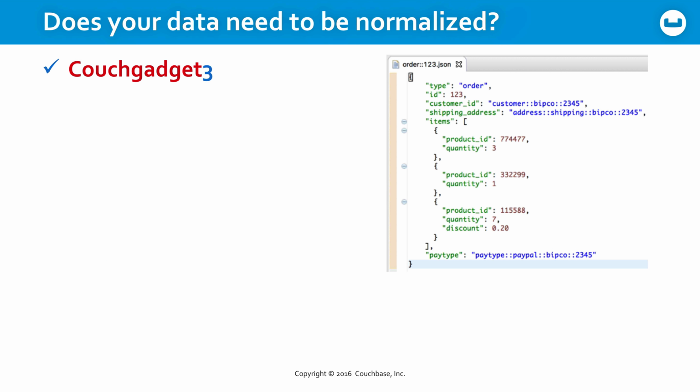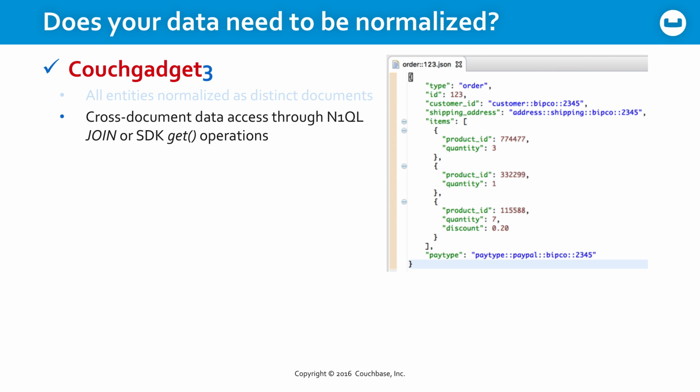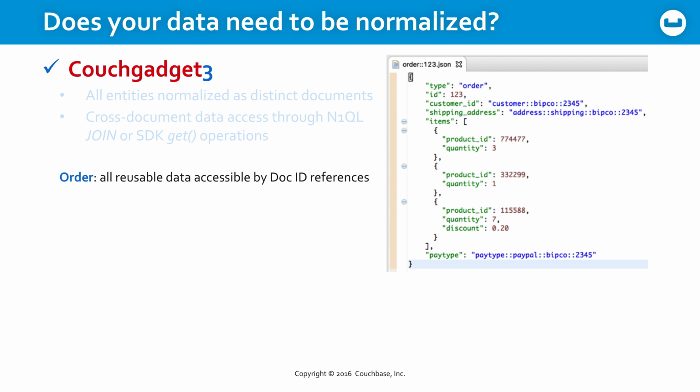In Couch Gadget 3, we've gone for complete normalization because there's nothing to prevent you from doing that in Couchbase. All of our entities are in distinct documents, and all cross-document data access would then be performed through Nickel joins or SDK get operations. So here in the order, which is what we're looking at, all the reusable data like customer information, address information, product information, pay type information are all accessed by document IDs. The document ID is here so that you can grab that information, join it, or do a subsequent get, but only if you actually need it.